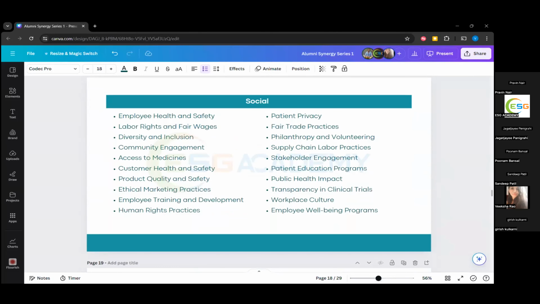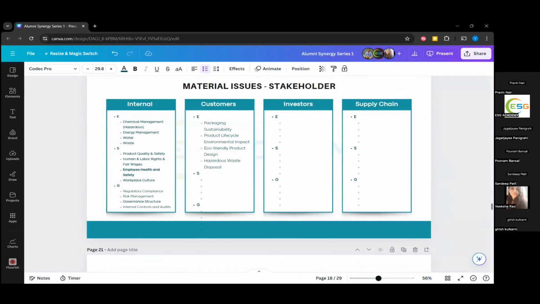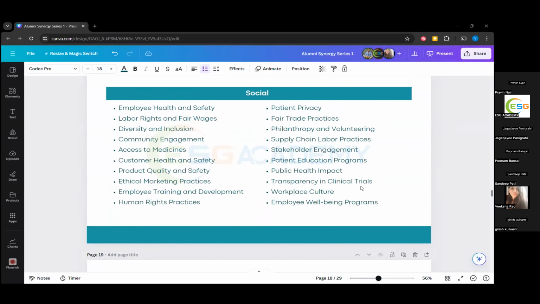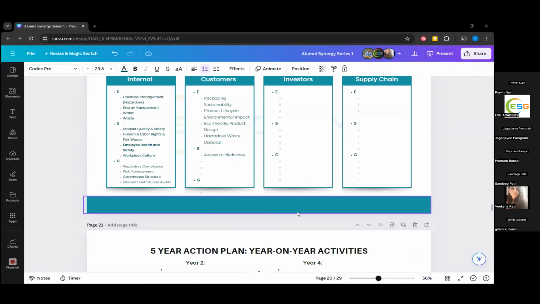Social. So what do you think the company must be addressing? Product quality, access to medicine. Product quality, okay. Second one, access to public medicine. Patient education program, customer health and safety. Transparency in clinical trials. Because during Corona we have seen that we wanted results. Now the Pfizer thing is coming out, and currently there is some ethical marketing practices issue.